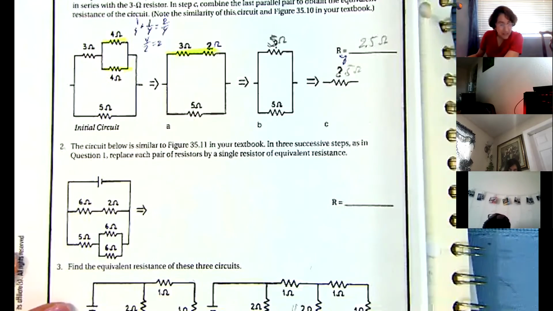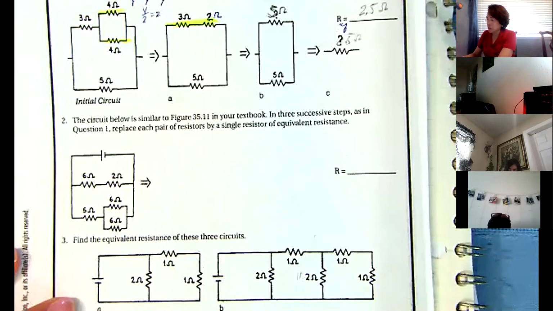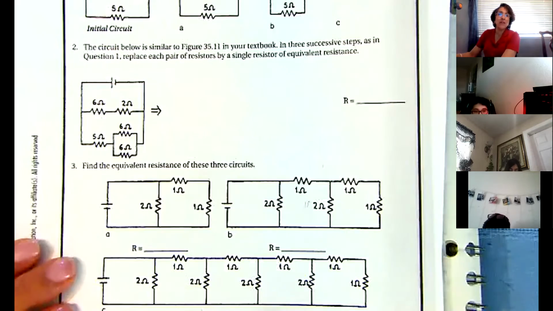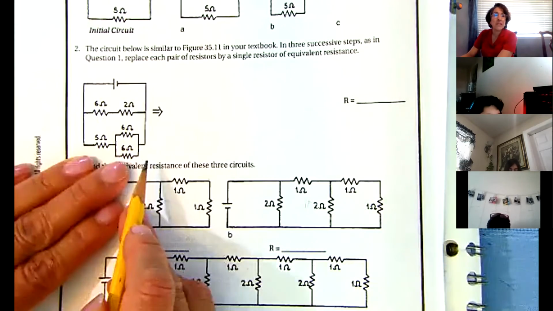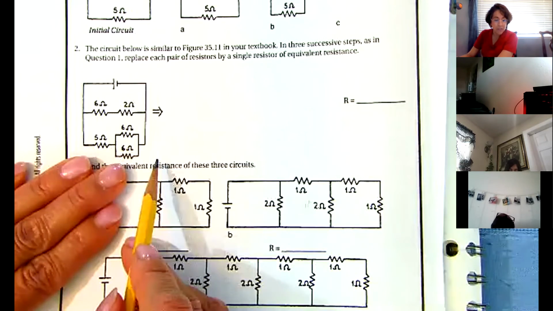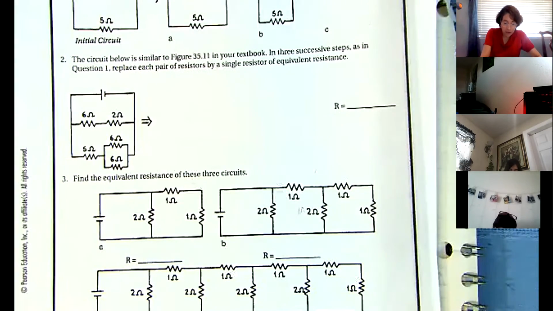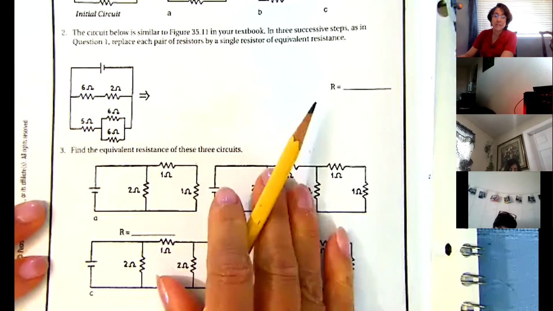All right. Let's see. Going down my list here. Sergio, you're up. I won't make you do the whole thing now. Taking a look at this circuit, what do you see? Are you there, Sergio? Yeah. All right. Do you see anybody in series, anybody in parallel? What do you see, Sergio?